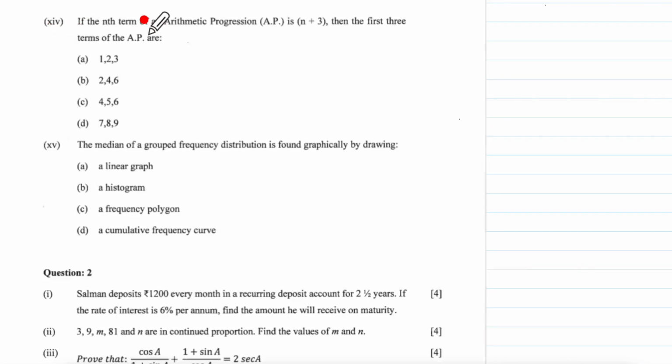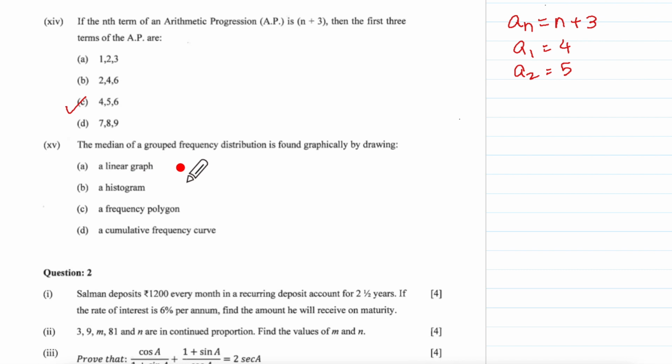The 14th one. The nth term of the AP is n plus 3. Which means your an is equal to n plus 3. The first term will be when n is equal to 1. So a1 will be 1 plus 3, that is 4. a2 will be 2 plus 3, that is 5. And the next one will be 6. So the first three terms will be 4, 5, 6. Where is the option? D.